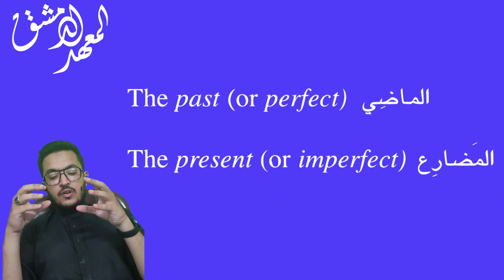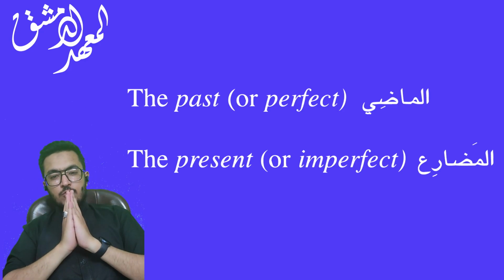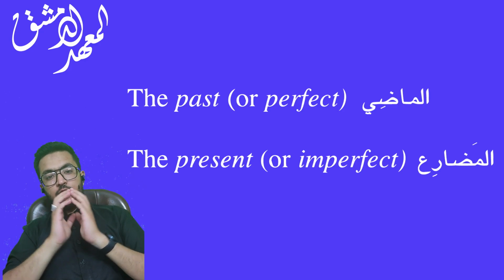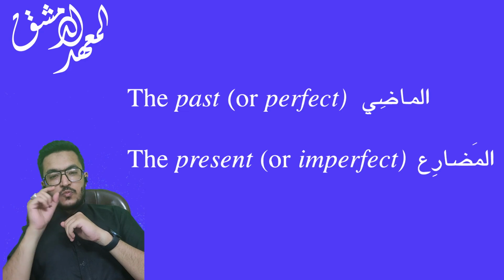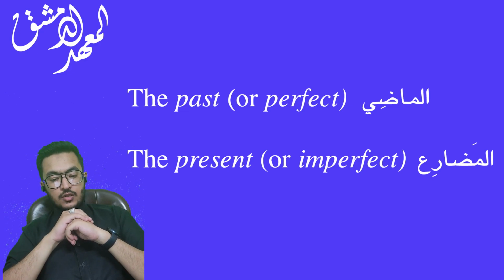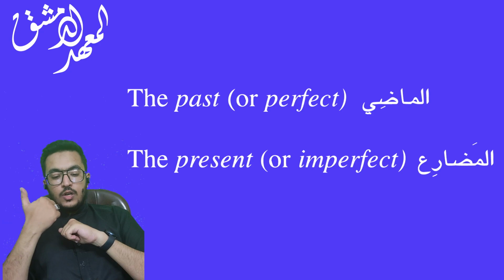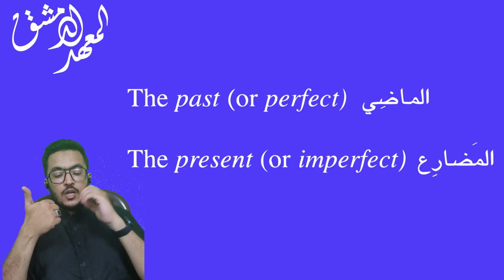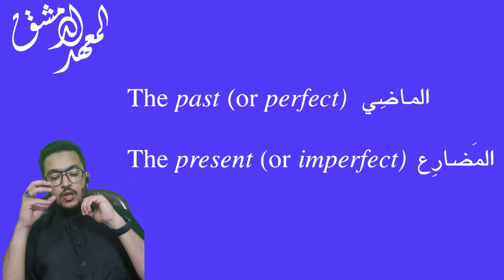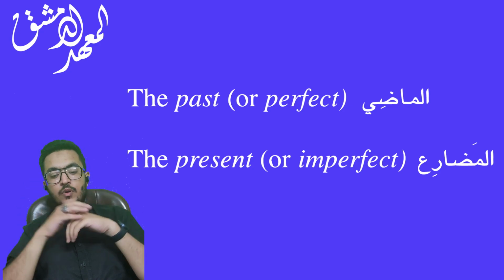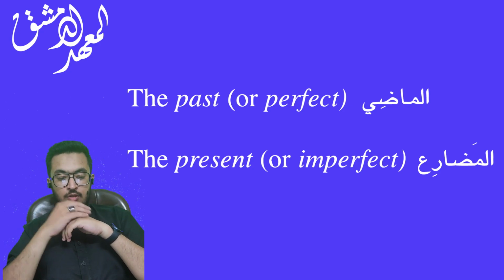Arabic is relatively straightforward when it comes to tenses. Some languages have many tenses and are very specific about the time of an action, whether or not that action has been completed. Arabic grammar is vague about time, and there are only two basic tenses. One is the past perfect tense, al-madi, and then we have the present or the imperfect tense, al-mudari.